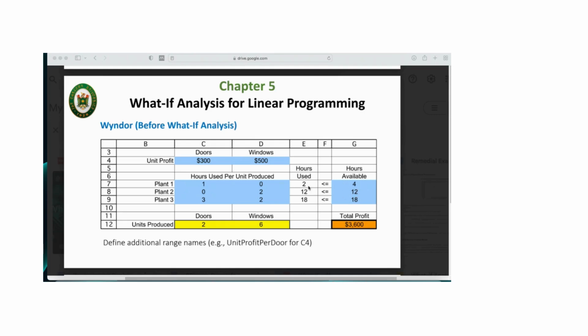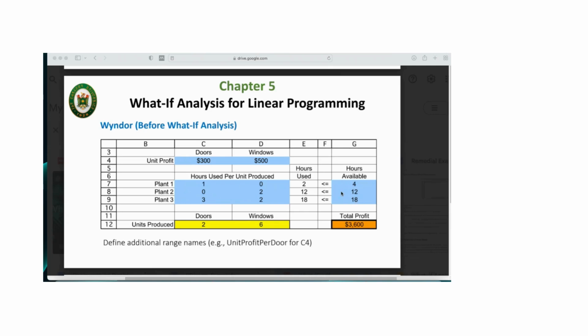Therefore, we have two sides of the constraints, the functional constraints. We have the left-hand side, hours used, 2, 12, and 18. And we have the right-hand side, hours available, 4, 12, and 18. Which of these are being referred to as the parameters? Those in the right side. So they are located in G7, G8, and G9. So these numbers here, 4, 12, and 18 in terms of hours, these are the other parameters.